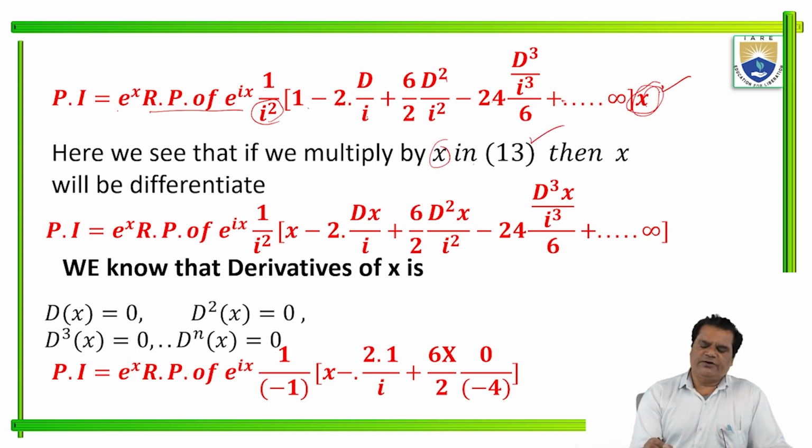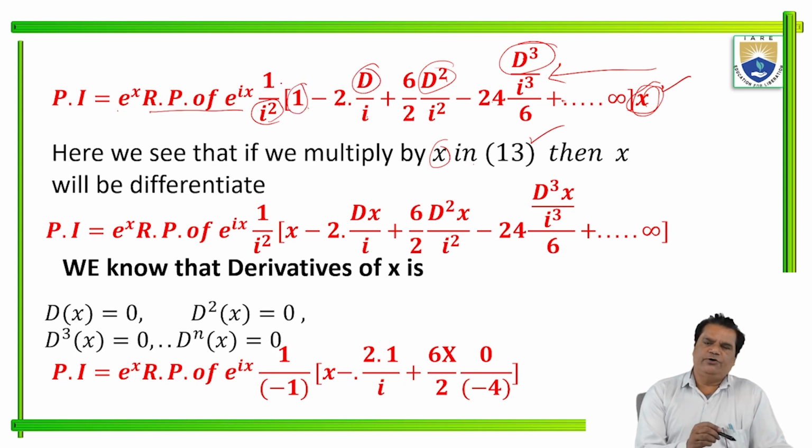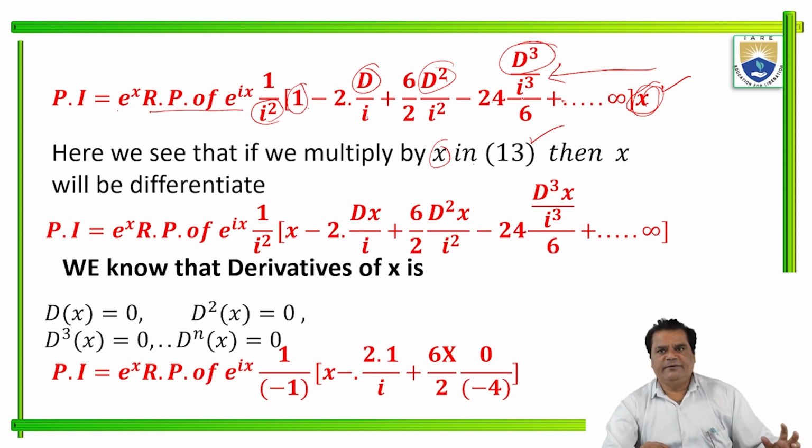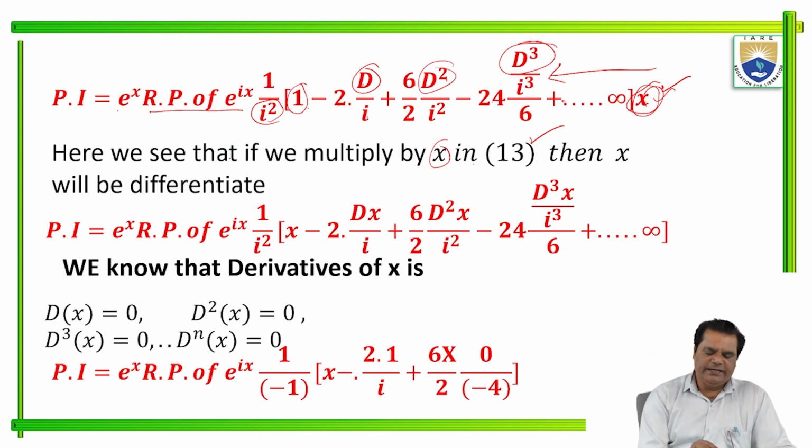This x is the outer function. If this function is taken inside the bracket, multiplied with the x function, then this function is differentiated. Here 3 times differentiate, here 2 times differentiate, here 1 time differentiate, here no differentiation. So in this bracket, the derivatives are given and outside the function is x. When this function goes inside the bracket, then it is differentiated. So if we multiply by x in equation 13, then x will be differentiated. This is equation number 17.